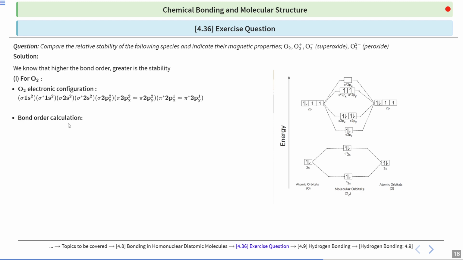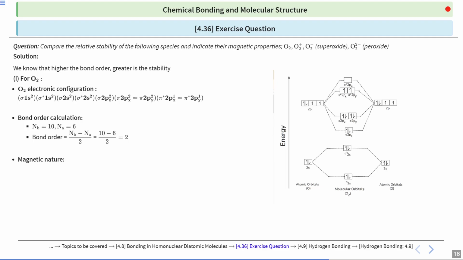Now, what will be the bond order calculation? 10 electrons are there if you count for the bonding case. So this is 2 here, then 2 here. So 4, 4 plus 2, 6, 6 plus 2, 8, and 8 plus 2, 10 electrons. What about the anti-bonding? 2 for the sigma star 1s, then 2 plus 2 for the sigma star 2s, which is 4, and 2 from the pi star 2px and pi star 2py. So 6 electrons are total in the anti-bonding case. Therefore, the bond order will be 2.